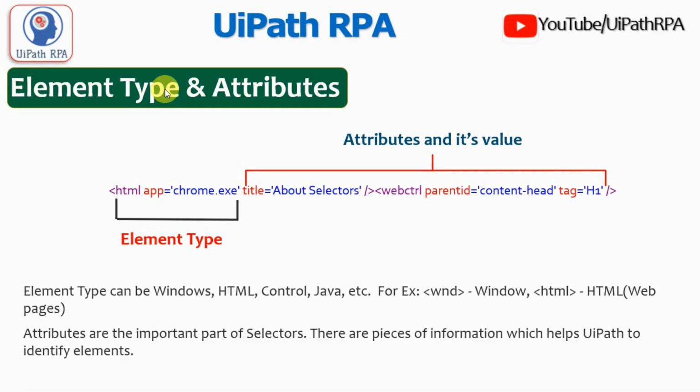So element type can be Windows, HTML, control, Java, etc. For example, for a window we will get WND in the selector, for HTML web pages we will get HTML, for Java we will get Java, and for control we will get CTRL, right? Attributes are the important part of a selector. They are pieces of information which help UiPath to identify elements.